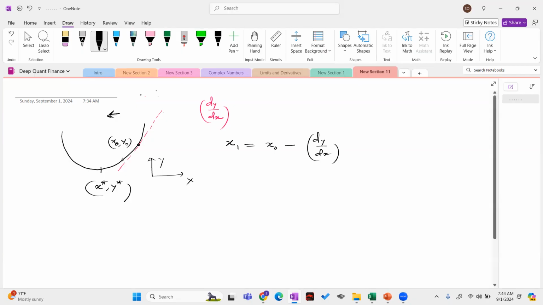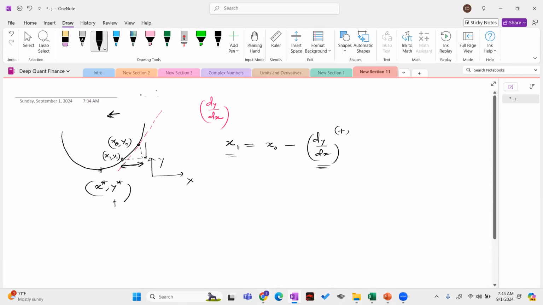Let's say we move here, x1, y1. I decreased x. I decreased x by how much? By this much. So I decreased x and then y obviously decreased. Y fell from y0 to y1. This is a positive quantity, so I take some positive quantity from x0. So x1 decreases and y1 would be less than y0. So I keep continuing this process until there is no further improvement in y.